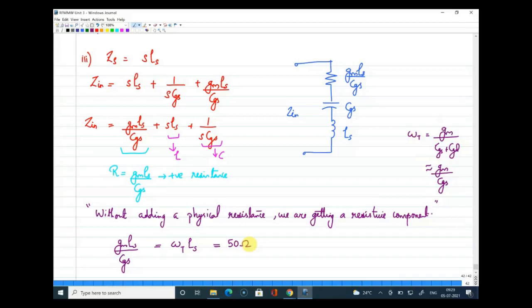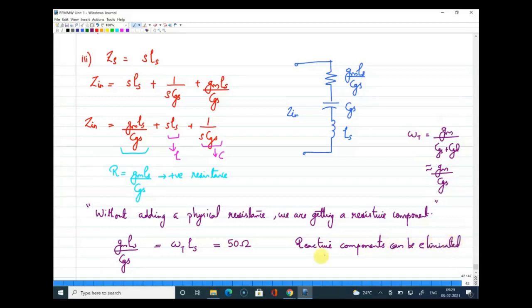Right. But what is the problem here? You have R, L, and C, and your R should be equal to 50 ohm. What can we do with the reactive components L and C? The reactive components can be eliminated. How can I eliminate reactive components? Just operate at the resonant frequency. So reactive components will be eliminated at a particular frequency.